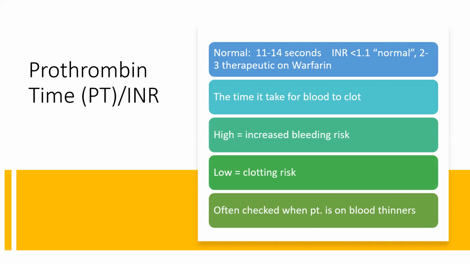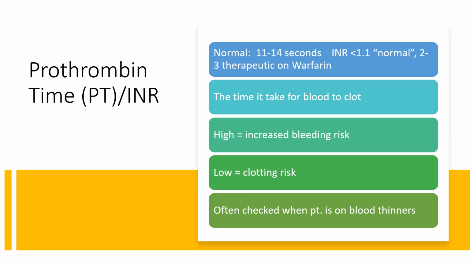First we have prothrombin time and INR. We abbreviate prothrombin time as PT. A normal PT is about 11 to 14 seconds. So this is how fast it takes for the blood to clot. This is the actual time that it takes for blood to clot. So if you were to cut your arm, normally we would see you clotting in about 11 to 14 seconds. Now, for an INR, we like to see that level less than 1.1.